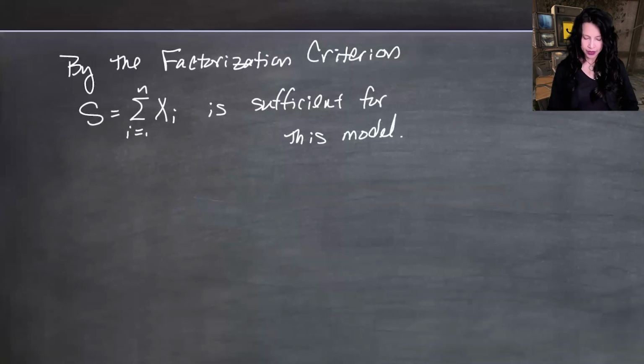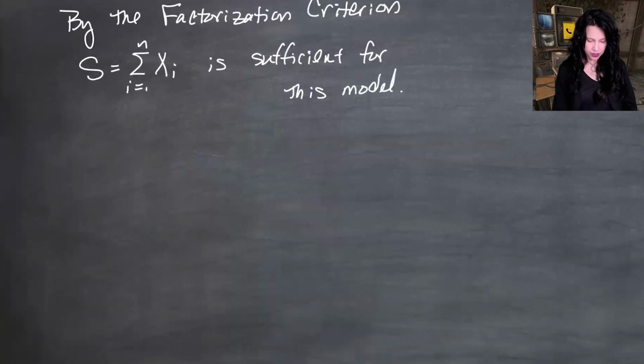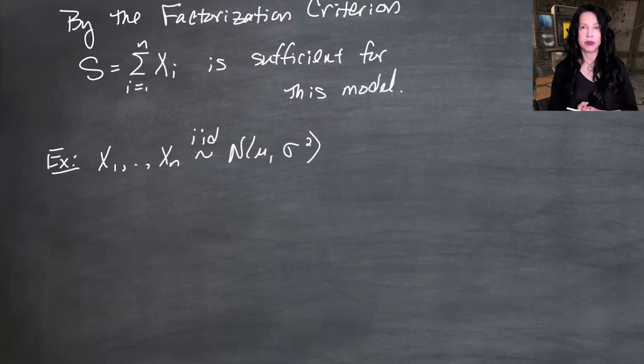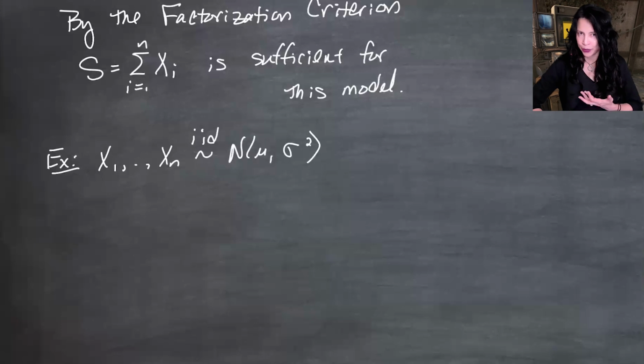Let's do something with 2 dimensions. How about a normal distribution? So suppose we have x1 through xn, IID, normal, mu, sigma squared, and we're going to want to estimate mu and sigma squared. And I want to know what statistics would be enough to give you so that I don't have to carry in all the data x1 through xn.